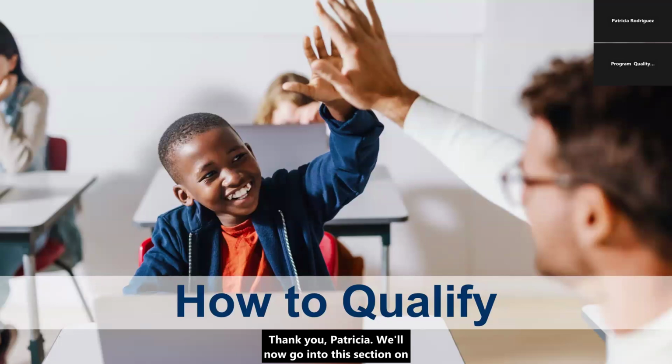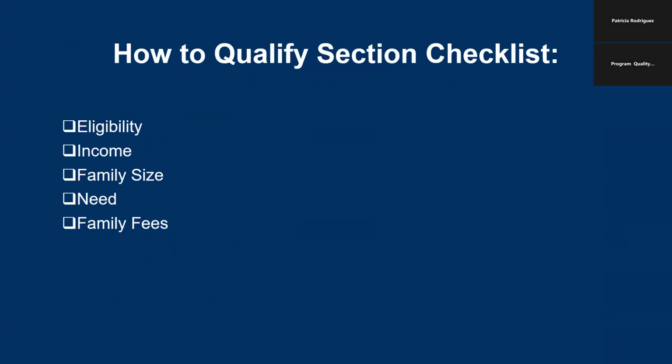We will now go into the section on how families qualify for the program. This section of your handbook will cover eligibility, income, family size, need, and family fees. This portion of your handbook should provide families with an overview of the information they'll need to provide to qualify for your program and what documentation is required to verify eligibility.